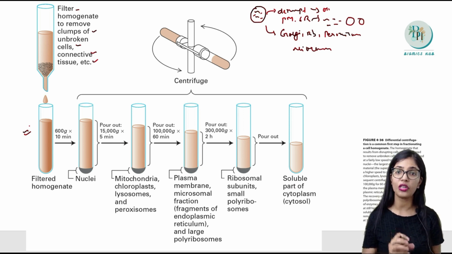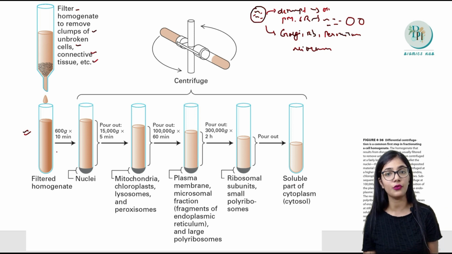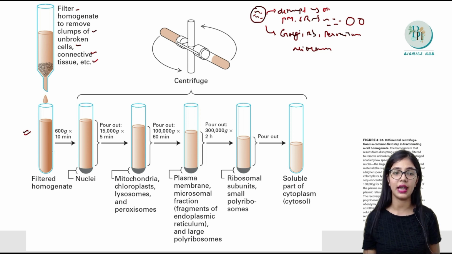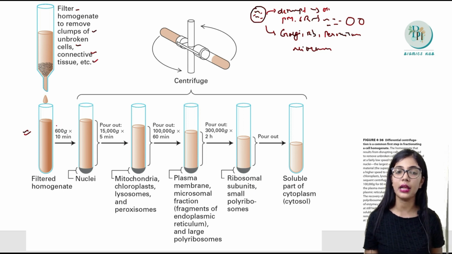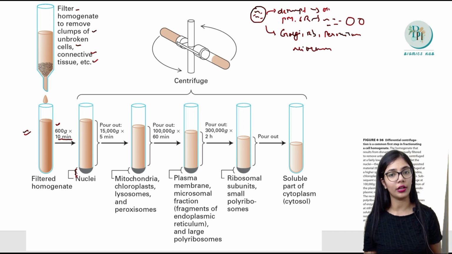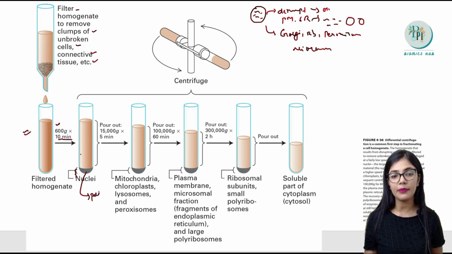Then, to separate the organelles, we have to centrifuge it. First we centrifuge at low gravity, or low RPM, for less time. In the first case, let us say it is centrifuged at 600 G for 10 minutes. The nuclei are separated out because the nuclei are heavier than any other organelles. As it is separated out, it is present in the lower end. That means it is working as a pellet, as it has high molecular weight.